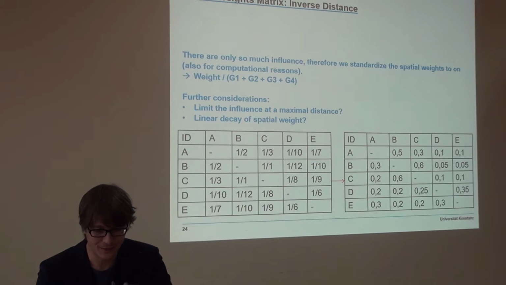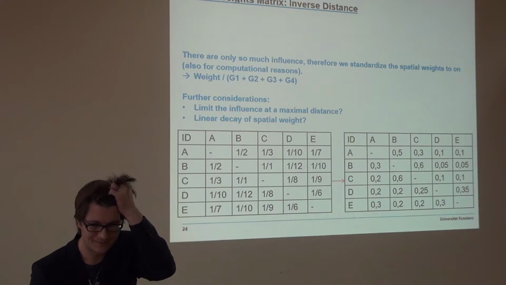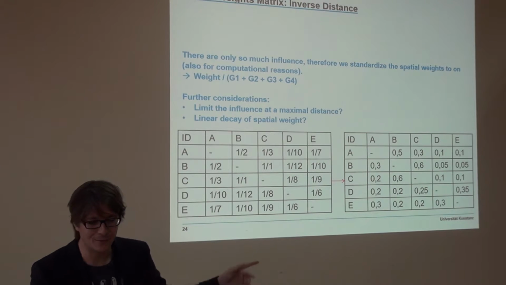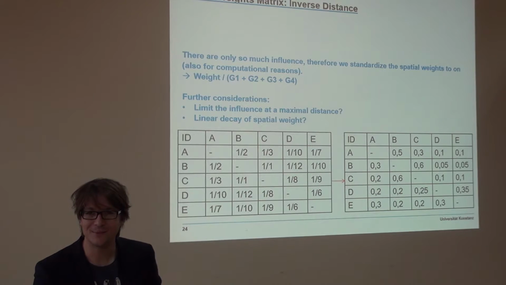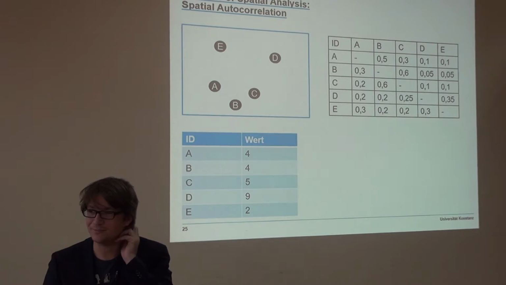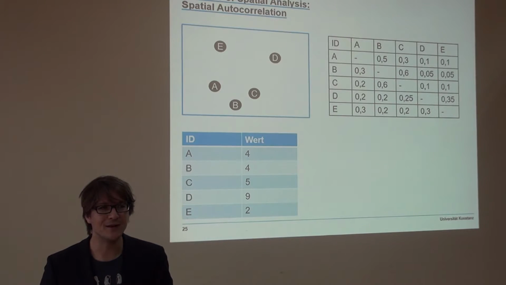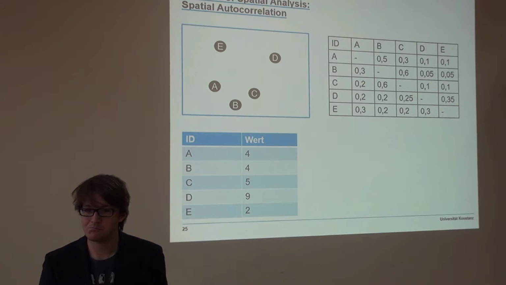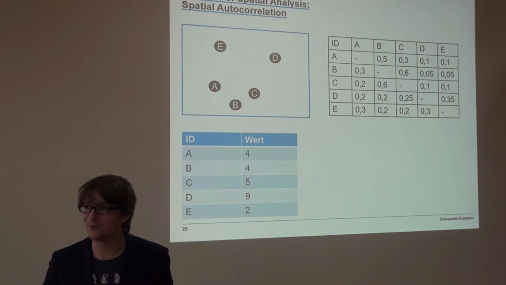Okay, and now the next method of spatial analysis. What can we do now with this spatial weights matrix? We can, for example, calculate spatial autocorrelation. And spatial autocorrelation is the question whether observations that are spatially close to each other are somehow more similar than observations who are not so close to each other.